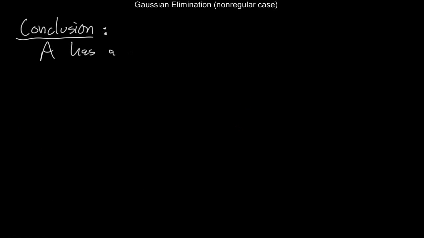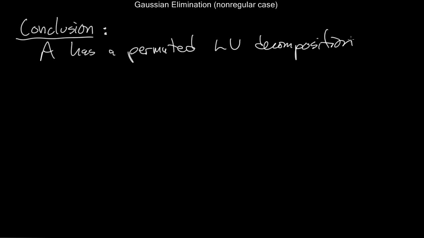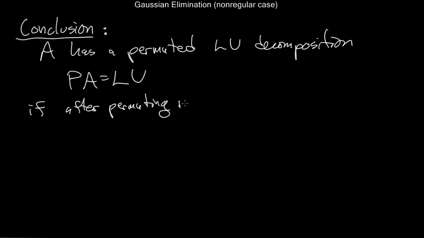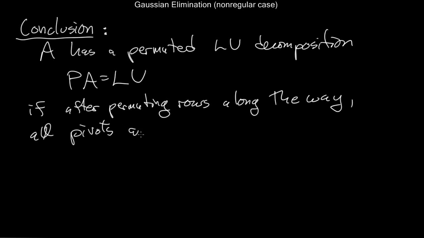So here's the conclusion. An n by n matrix A has a permuted LU decomposition, PA is equal to LU, if and only if, after permuting the rows of A appropriately, all of the pivots are non-zero. And furthermore, you can arrange to do all of the permutations first.